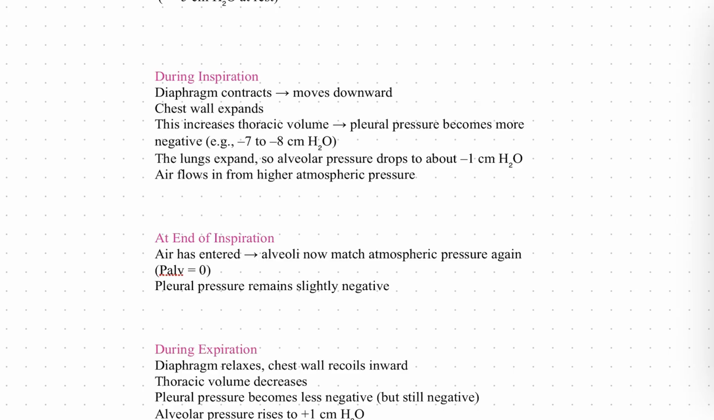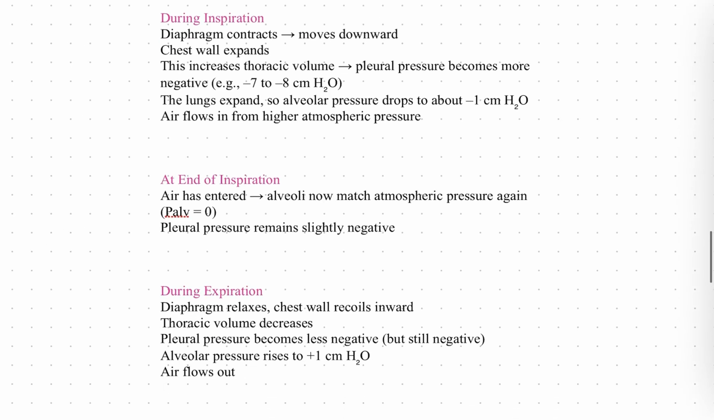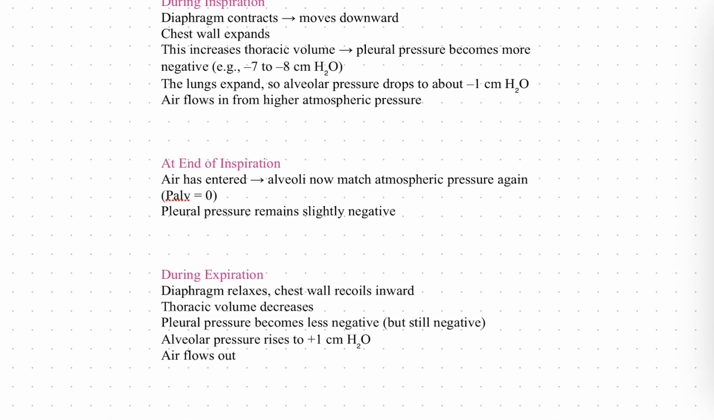So the lungs expand, and the alveolar pressure drops to minus 1 centimeters of water. So air flows from the higher atmospheric pressure to the lower pressure in the lungs. During inspiration, there is movement of air from the atmosphere into the lungs. At the end of inspiration, air has entered and the alveoli now match the atmospheric pressure again, that is equal to 0. The pleural pressure remains slightly negative.